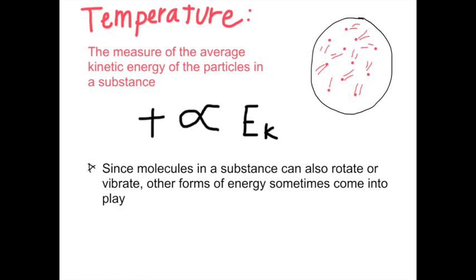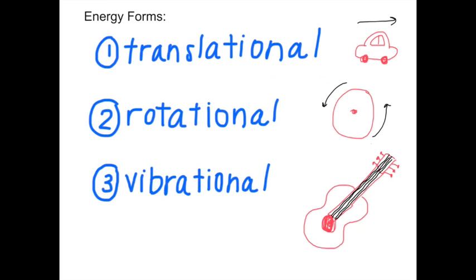Temperature is defined scientifically as the measure of the average kinetic energy of the particles in a substance. In other words, the kinetic energy that results from the particles moving around within a substance, as I've sort of drawn here on the right. We therefore know that temperature is proportional to kinetic energy. And a brief note, since the molecules in a substance can also rotate or vibrate, so they're not always moving around in a straight line, other forms of energy sometimes come into play, but we'll get into that later on with more complicated situations. There are a few basic energy forms that will be used in situations involving heat.